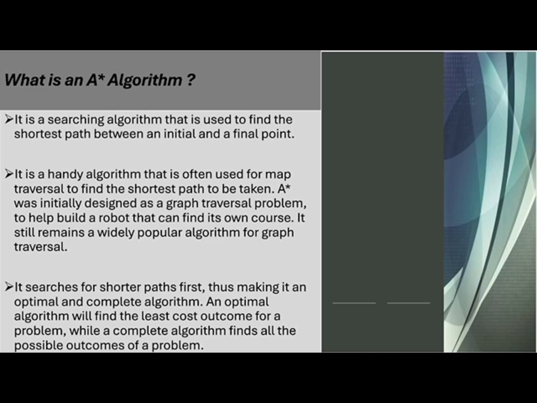It searches for the shortest path first, thus making it an optimal and complete algorithm. An optimal algorithm will find the least cost outcome for a problem, while a complete algorithm finds all the possible outcomes of a problem.